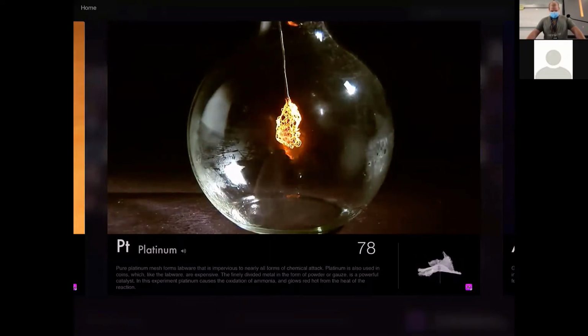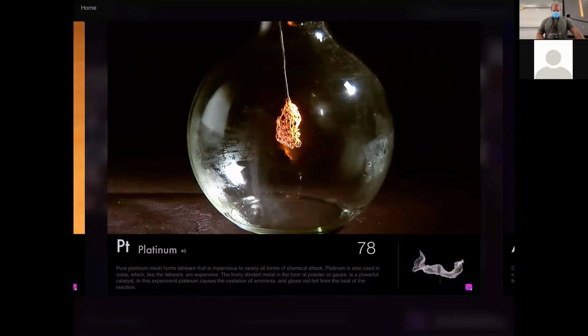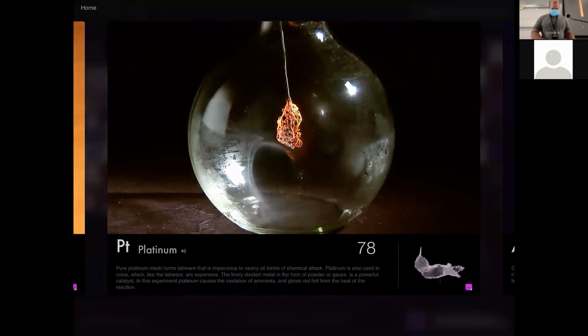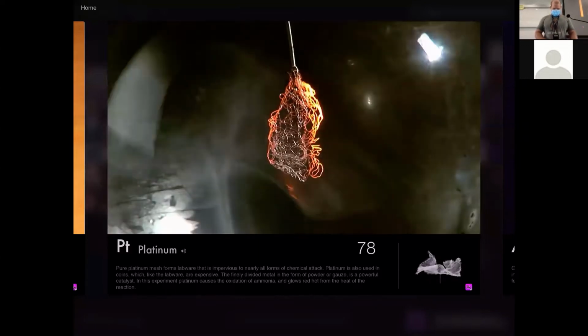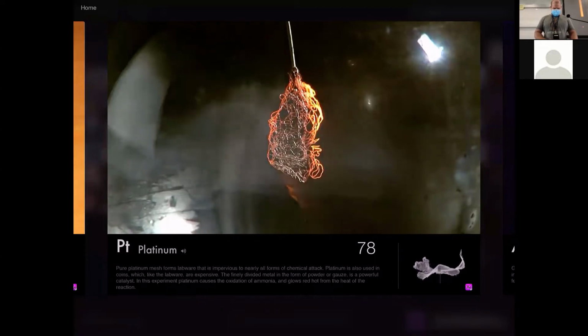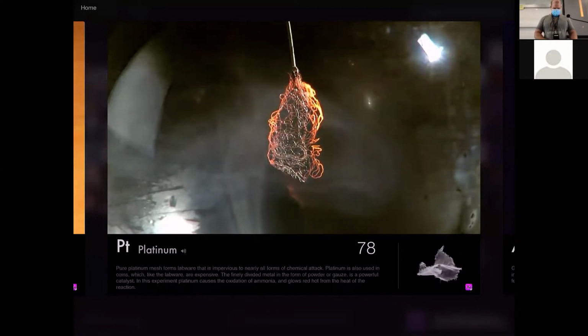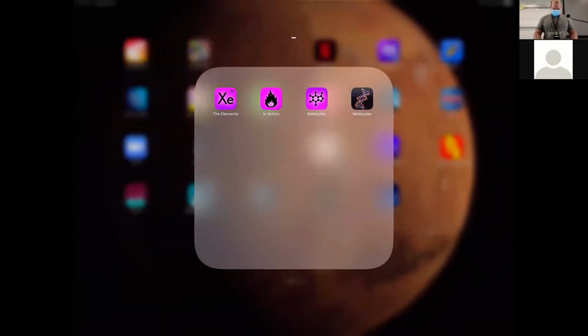It doesn't mean that catalysis will happen at any temperature. You can see that Theodore Gray heated it up with a Bunsen burner, or I think it was a torch, before he put it in there. But it doesn't mean that you don't need activation energy. It's just that the reaction takes place at much lower temperature than it normally would.